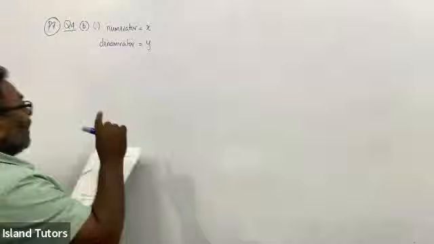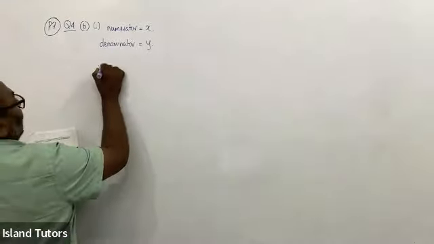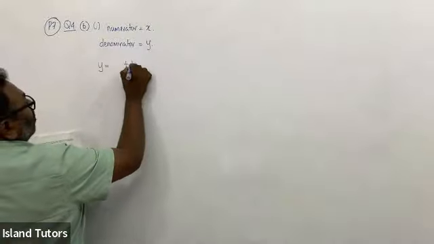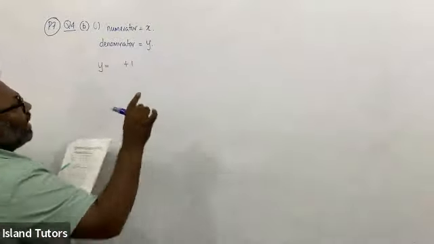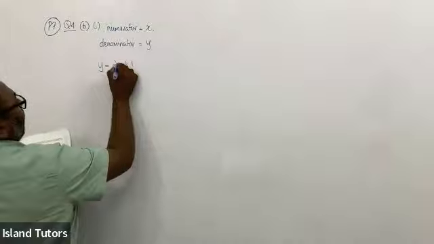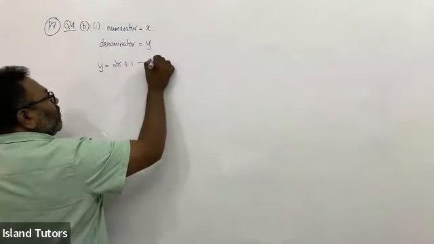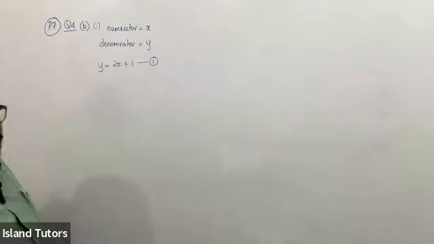So let's quickly write that down. The denominator is equal to one more than 2 times your numerator. So what is your numerator? X. So y equals 2x plus 1. This becomes your first equation. Alright.